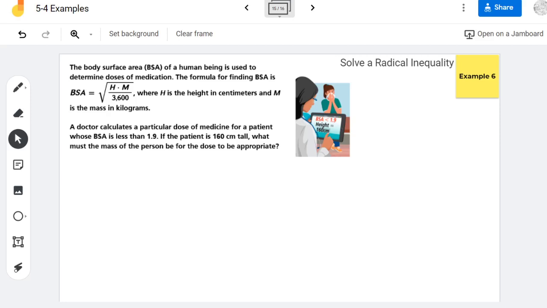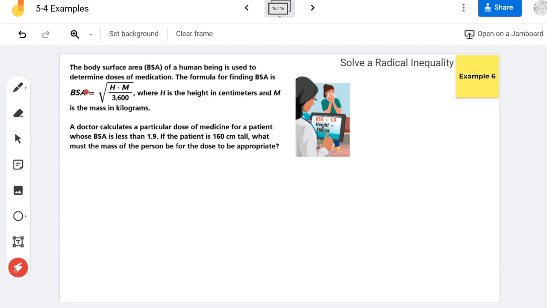In today's video, I'm covering example 6 from section 5-4 in the SavvasRealize Algebra 2 textbook. The goal of this example is to solve a radical inequality. I thought this example was pretty cool. It has to do with the medical field and how to determine the dosage on medicine, which is neat.